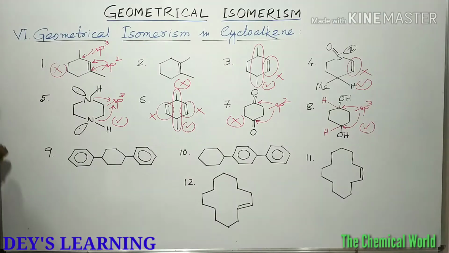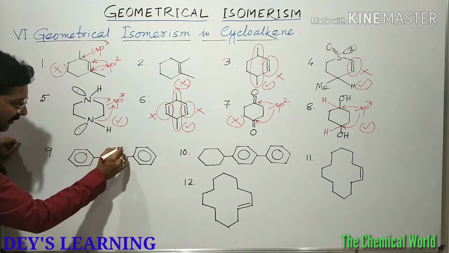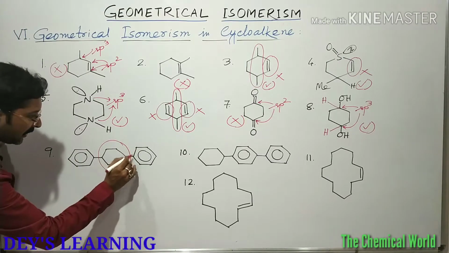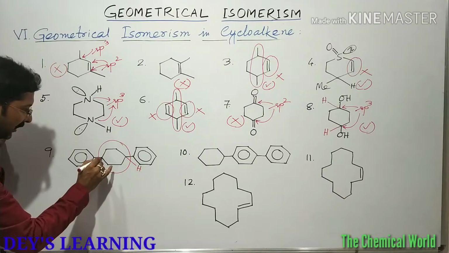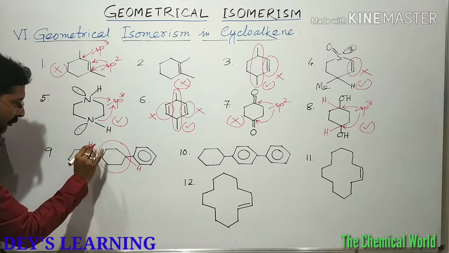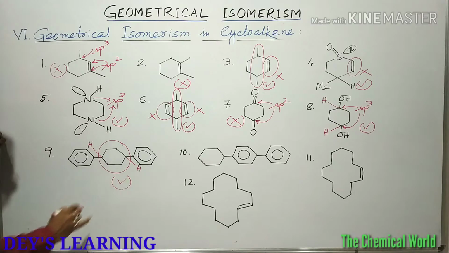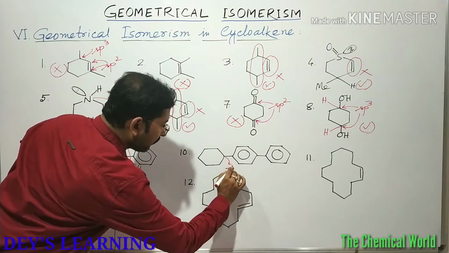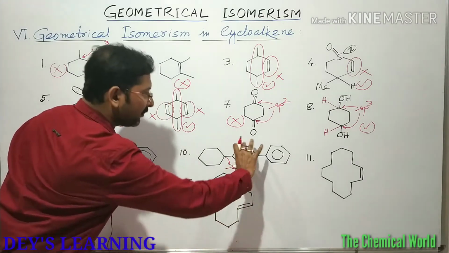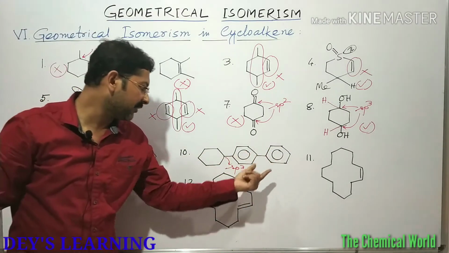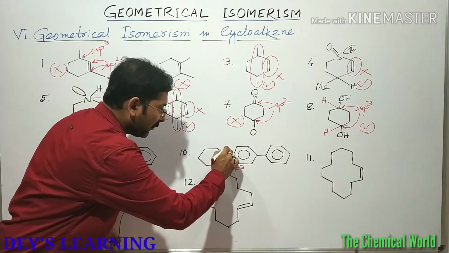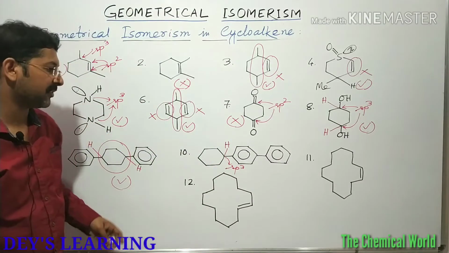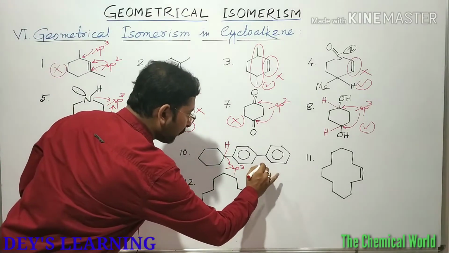In compound 9, around this cyclohexane ring, geometrical isomerism is possible because here is one phenyl group, the other is hydrogen, here is one phenyl group, the other is hydrogen. So geometrical isomerism is possible here. In compound 10, this sp3 hybridized carbon contains two different groups. One is the biphenyl substituent and the other is definitely hydrogen. But there is no other sp3 hybridized carbon with different units. So geometrical isomerism is not possible here.